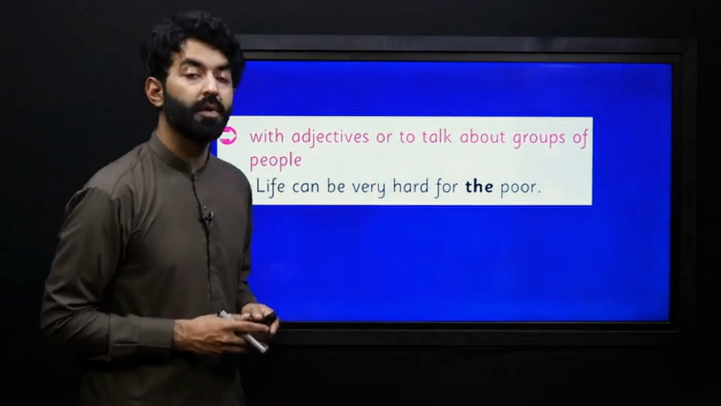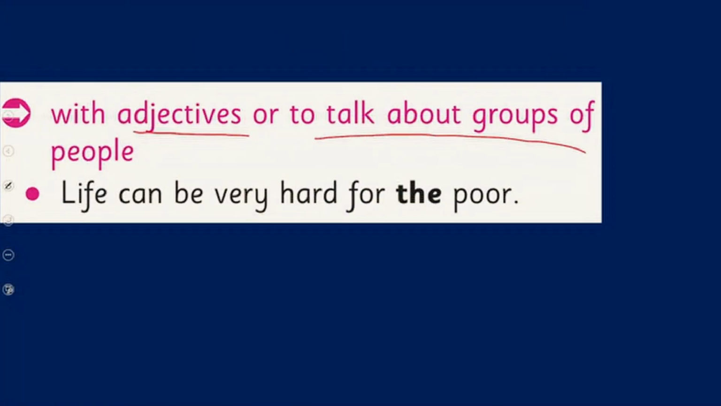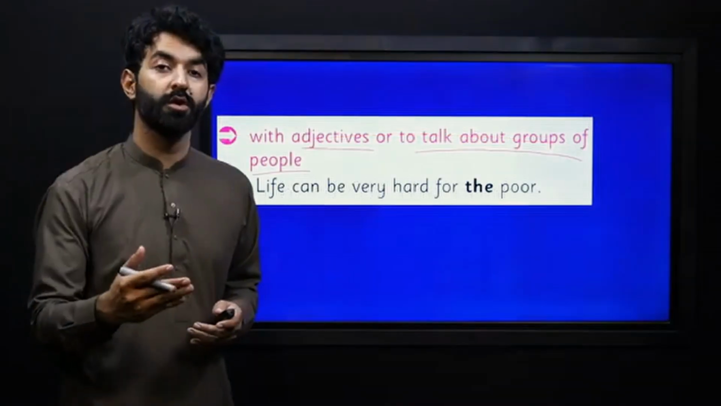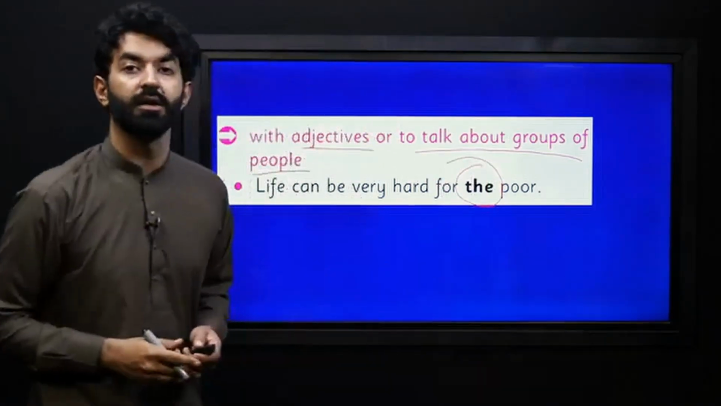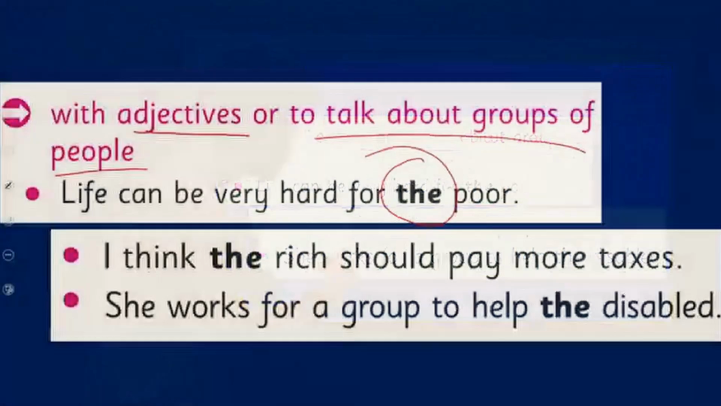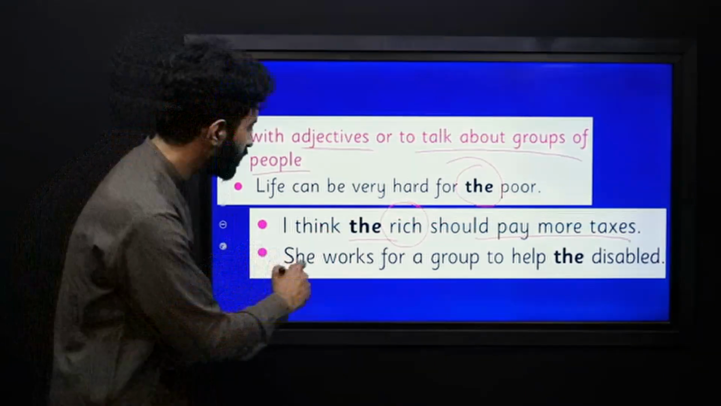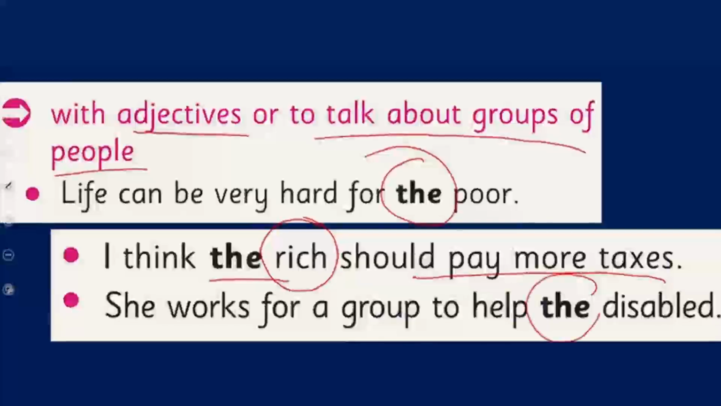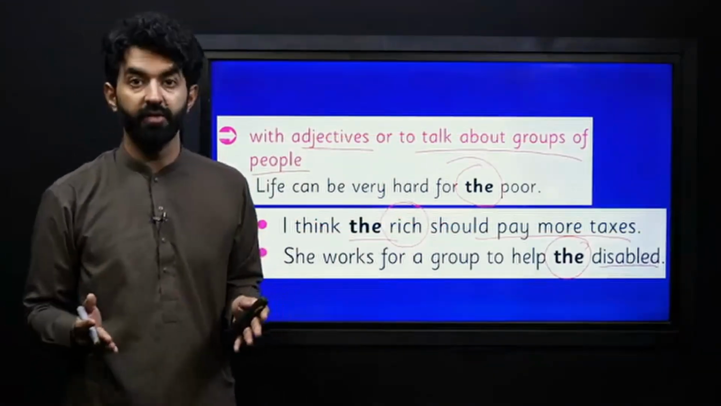Now we also use articles with adjectives or to talk about groups of people, like life can be very hard for the poor. We are talking about the poor group, the category, the class. So that's why we are using this definite article here. Let's see. I think the rich should pay more taxes. So obviously we are talking about this group of rich people. That's why we are using the before it. She works for a group to help the disabled. We are talking about people who are disabled also. That's why we are using it.